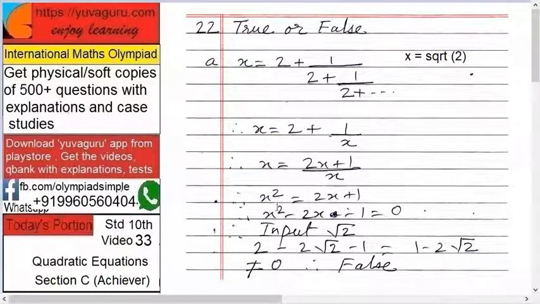Now what we do is input the value of x as square root of 2. So it becomes root 2 square, which means 2, minus 2 root 2, minus 1. So 2 minus 1 is 1, 1 minus root 2, if you input it in this. So is this equal to root 2? No. So the statement is false.